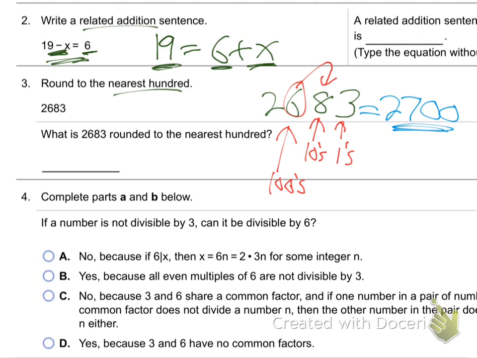So 2683 is closer to 2700 than it is to 2600. That makes sense, doesn't it? 2700 above it, 2600 below it. Which one's it closer to? 2683 is closer to 2700. That's the nearest hundred. We circled the hundreds place, looked 1 to the right. If it was 5 or more, you go up and make it 2700.